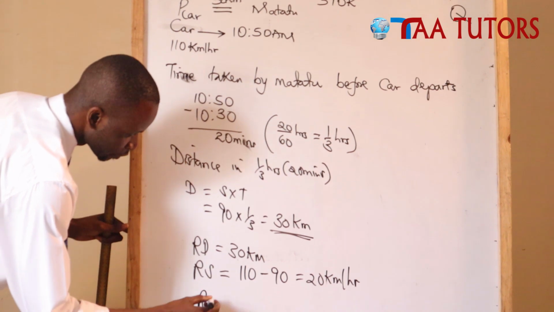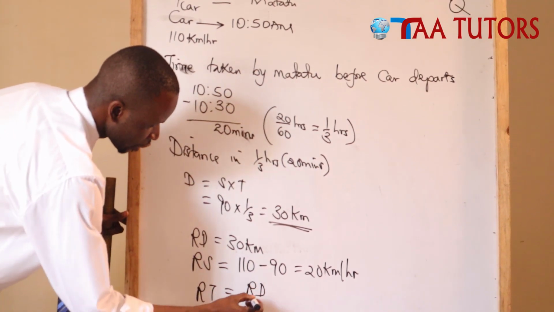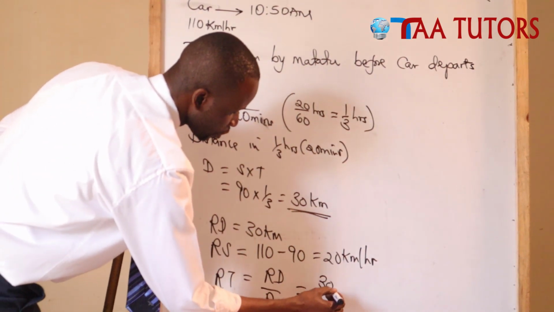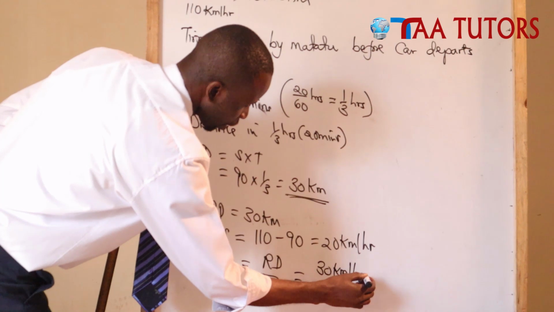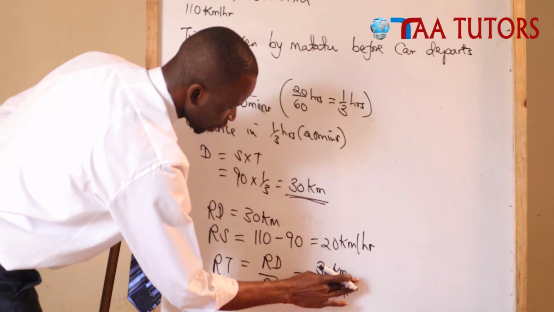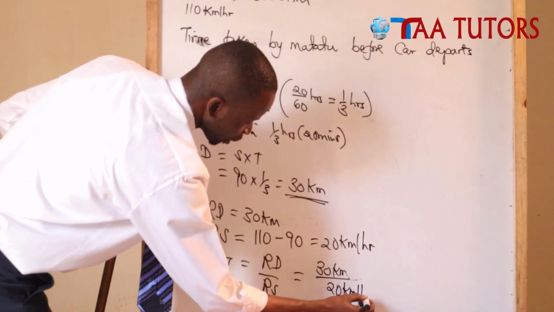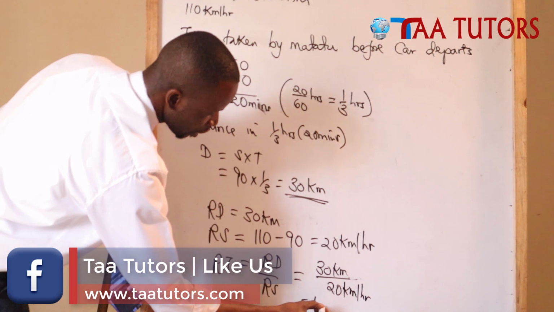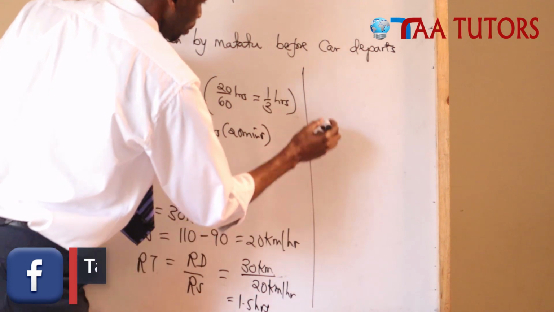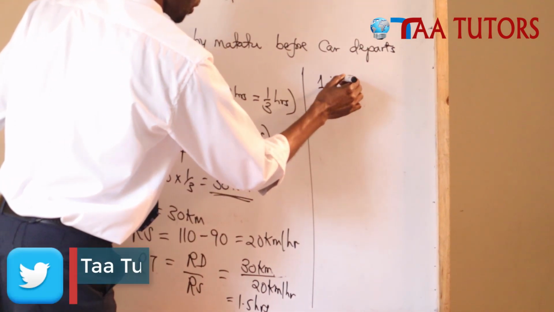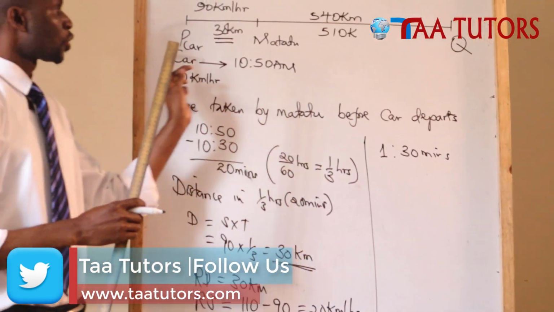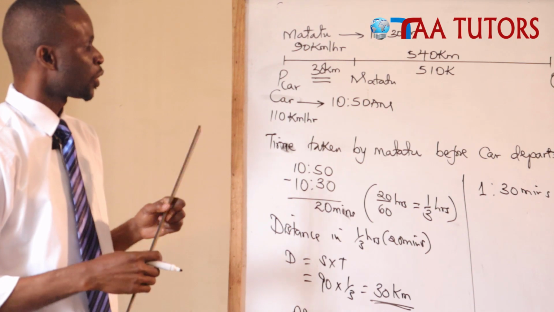The relative time therefore is relative distance over relative speed. The relative distance is 30 kilometers and the relative speed is 20 kilometers per hour. So if you divide this, we'll get 1.5 hours. So 1.5 hours, viewer, is the same as 1 hour 30 minutes. That's the time taken for the car to overtake or to catch up with the matatu.